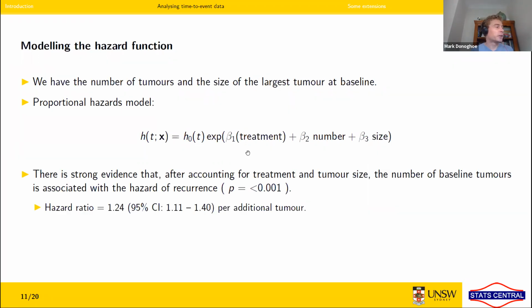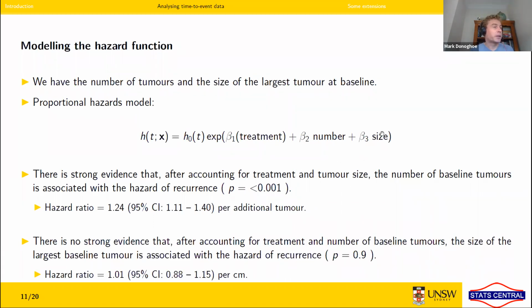and the effect of the size of the baseline tumor, of the largest tumor. And if we just look at this fitted model, we've got strong evidence that after accounting for treatment and tumor size, the number of baseline tumors is associated with the hazard of recurrence. So we've got a really small p-value. We can get our hazard ratio, which is 1.24 with a 95% confidence interval. So this is saying that for every additional tumor, the hazard at any given time increases by about 20%.